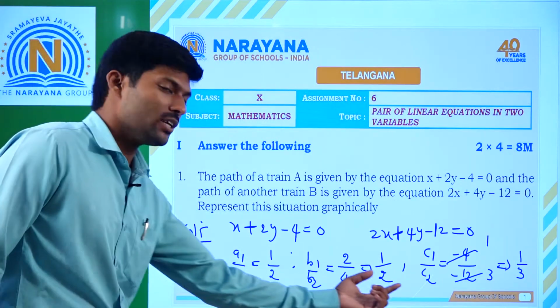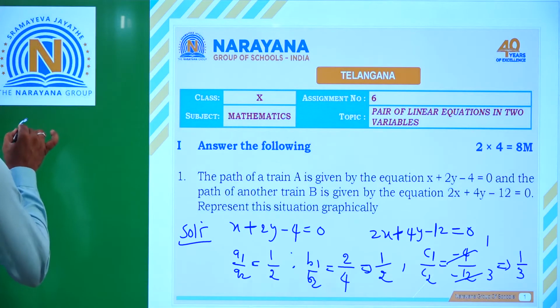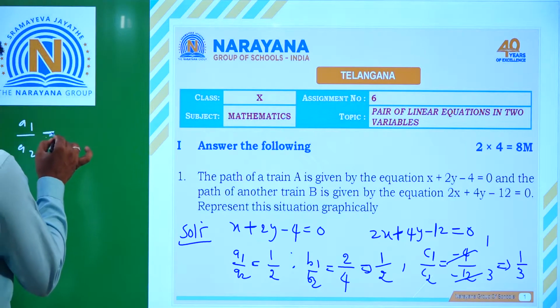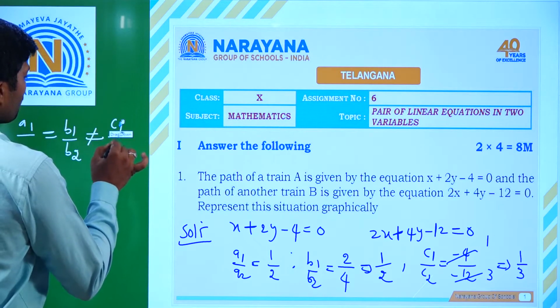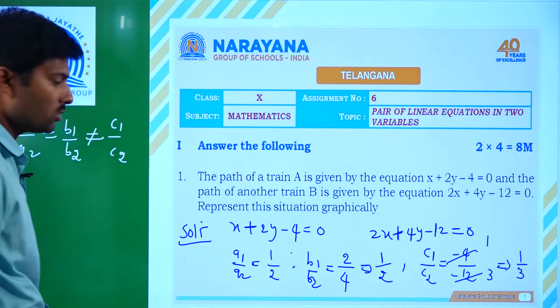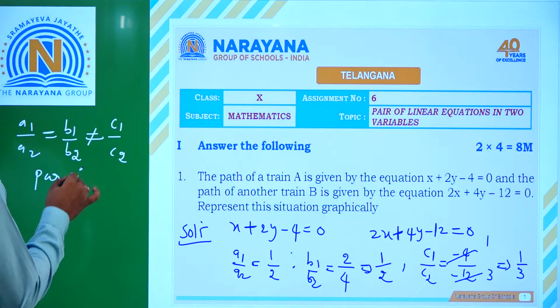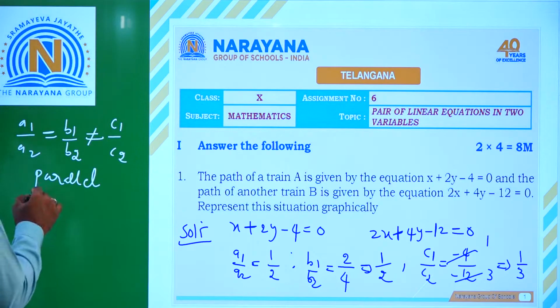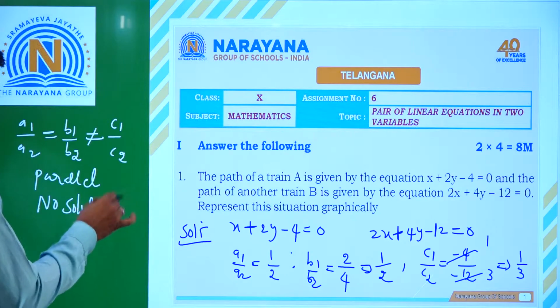So, from these three ratios, I can write, a1 by a2 is equal to b1 by b2 is not equal to c1 by c2. So, what type of lines? It is parallel lines. Those lines are parallel lines and it has no solutions. It will not meet anywhere.